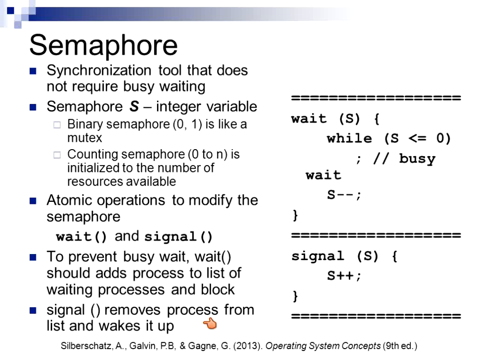Then when the other process that had access to the critical section is done, they remove the process from the waiting list and wake it up. Say, okay, it's your turn, I'm done. Okay, so that's how semaphores can be implemented to solve the critical section problem. All right.